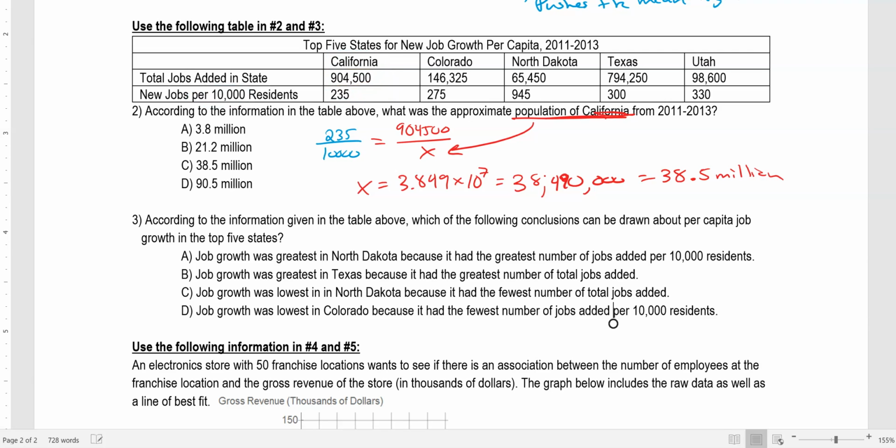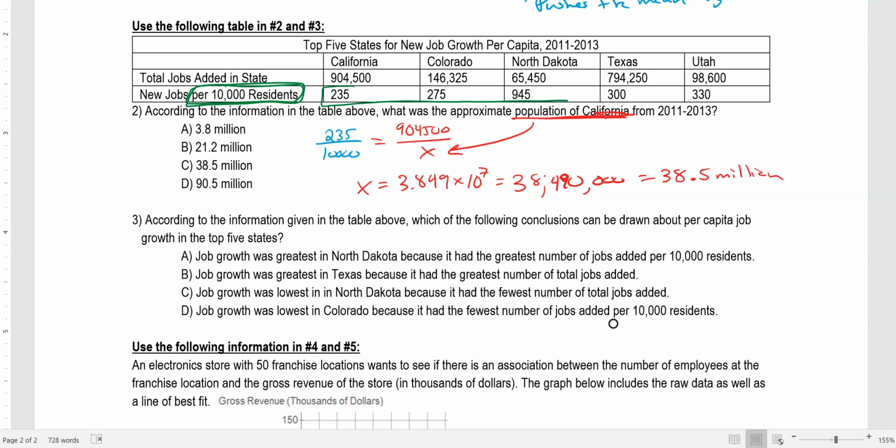So if you look, and this is how you can compare growth in various states because some states are very populated and others are not. So you can't just say like, what's the number of jobs that were added? That doesn't give you a good idea. If you look at it and you compare it to per 10,000 residents, now you can compare across different states.